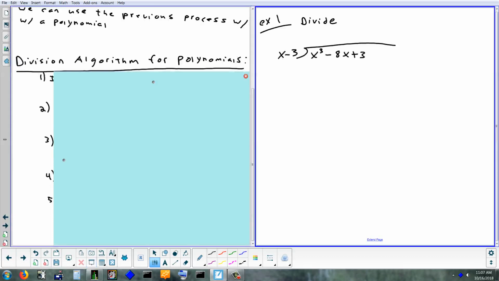Okay, so they're just having me practice dividing this. They're not having me do anything else. Just divide x minus 3 into x cubed minus 8x plus 3 and see what we get.